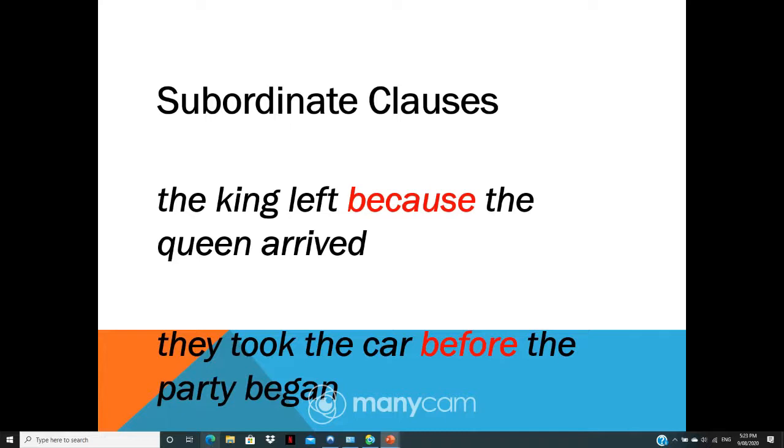Look at the second one. They took the car before the party began. The subordinate clause, that's the second clause, with the subordinating conjunction before, the party began, operates to add extra information to the main proposition or main clause, they took the car, and it's information about time. You could say they took the car yesterday, and in that sentence, yesterday would be considered an adverb. It'd be adding information about time to they took the car. In this case, the entire clause before the party began is adding information about time to they took the car. It's telling you when they took the car: before the party began. So before the party began is operating like an adverb to they took the car. That is why it's subordinate.